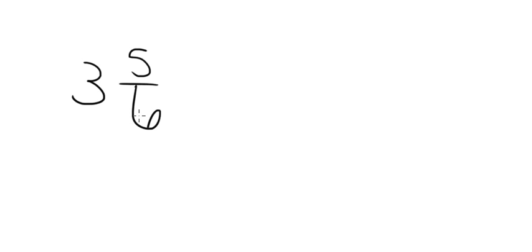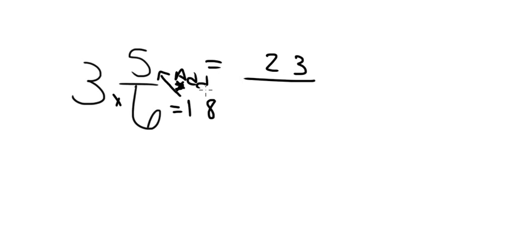The old-fashioned way, the way that I learned when I was in school, is our teacher just told us we multiply the whole number by the denominator. 3 times 6 equals 18. And then to that we add 5. And when we add 5 we get 23. And then our denominator comes over and we get 23 over 6. Okay? So basically it's 6 times 3 is 18 plus 5 is 23.